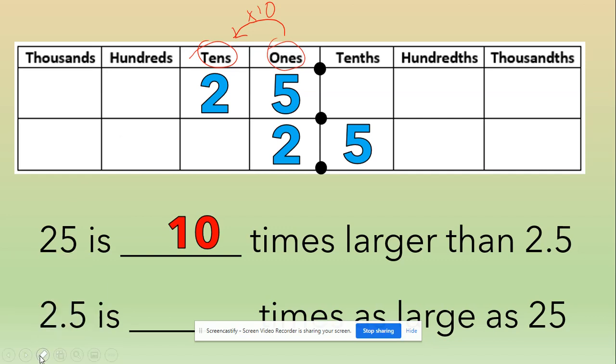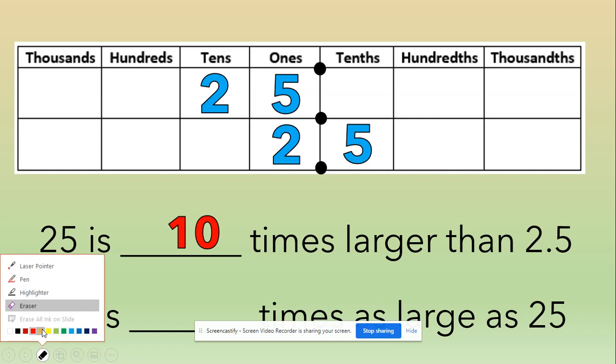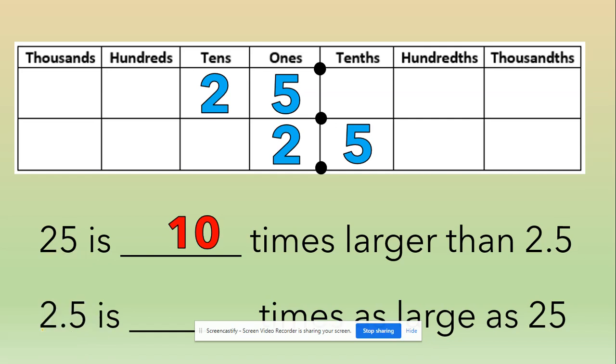All right, so now we're going to be comparing 2 and 5/10 to 25. Here we have 2 and 5/10, so the 2 is in the ones place, compared to that 2 in the tens place. So we're going one place value to the right, which means the ones place is 1/10 as large as the tens place. So the 2 in the ones place is 1/10 as large as the 2 in the tens place. So 2 and 5/10 is 1/10 as large as 25.